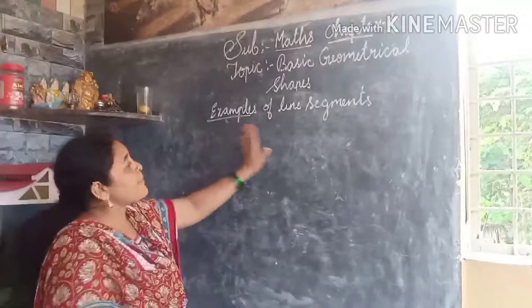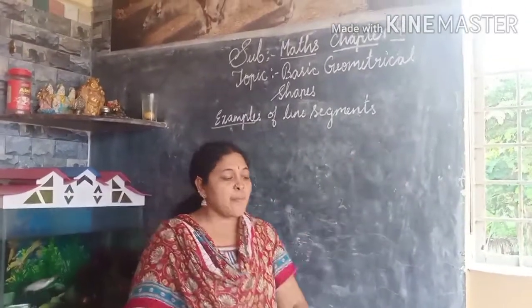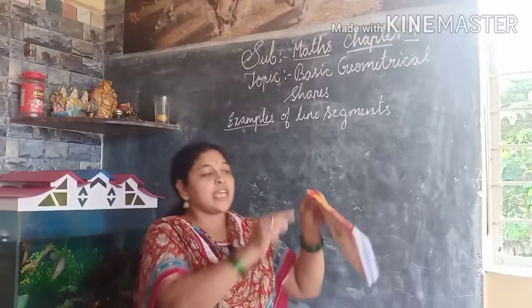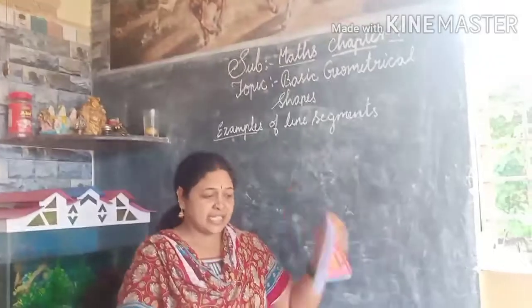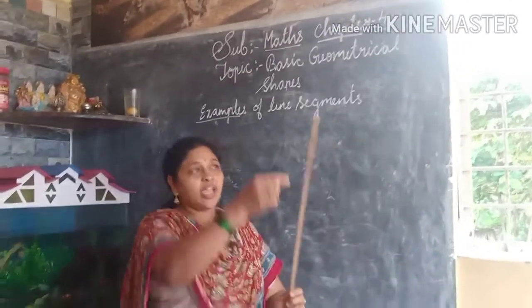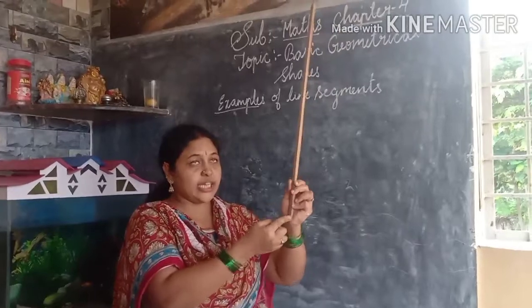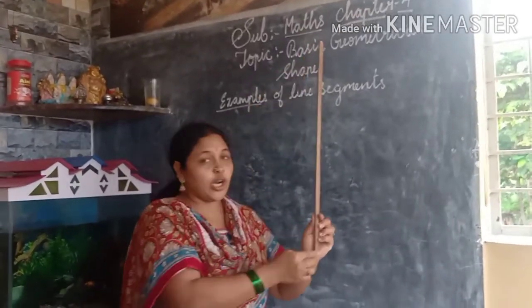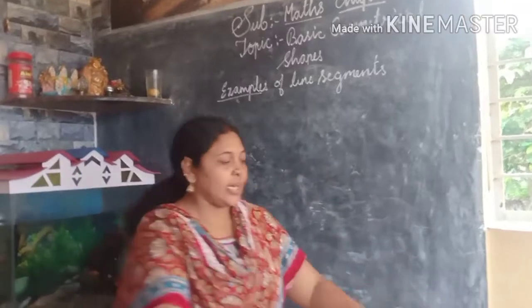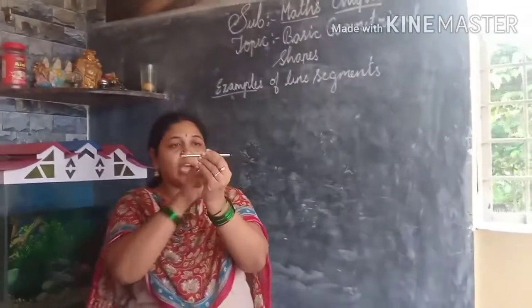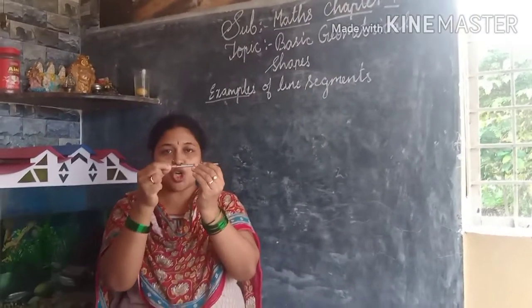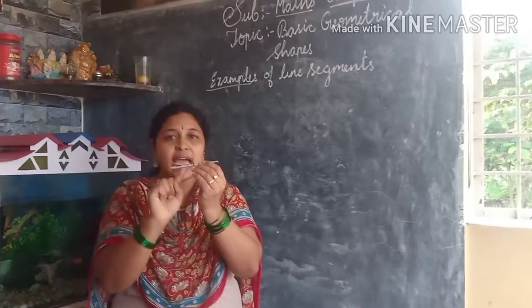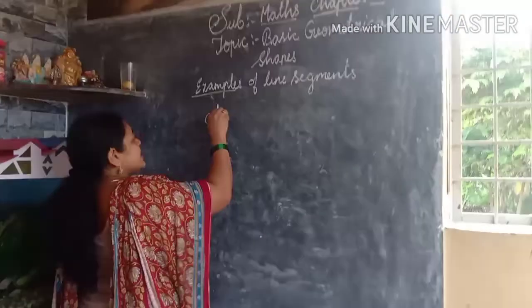Examples of line segment. For example, if you take your book, the edge of this book is called a line segment. You take a stick, here this edge and this edge we will call 2 points, and this line will be called a line segment. Take the example of your pencil. Here we have one edge and here one more edge, but still we have a line segment. Though it is sharp here, still this is called a line segment.